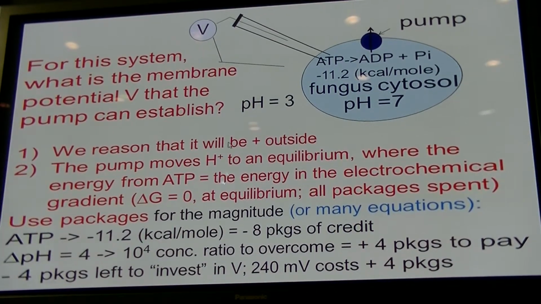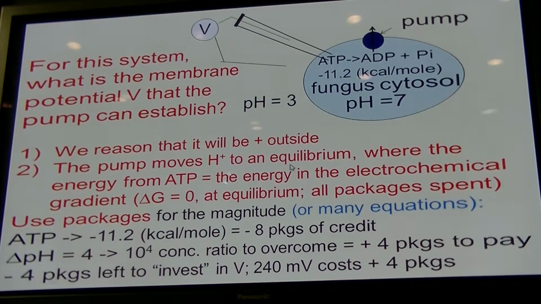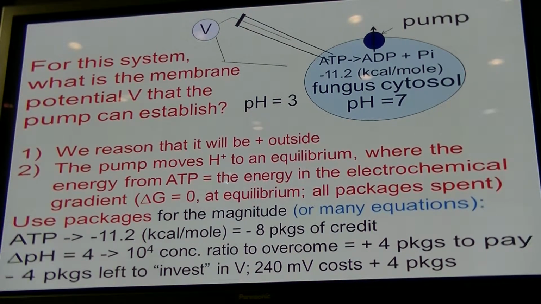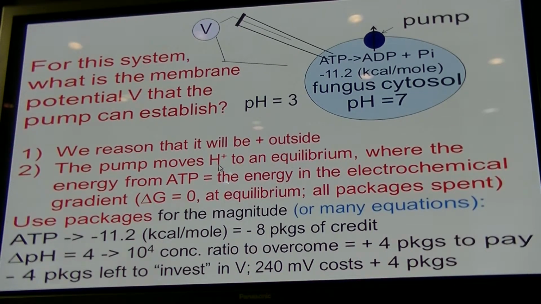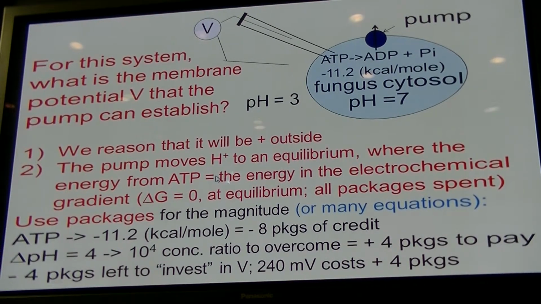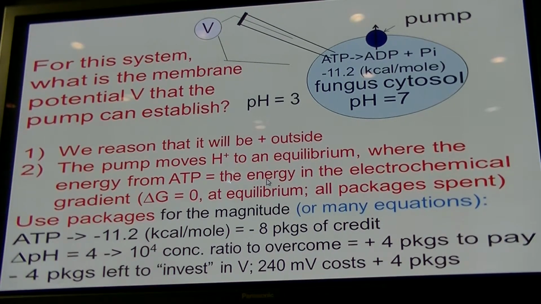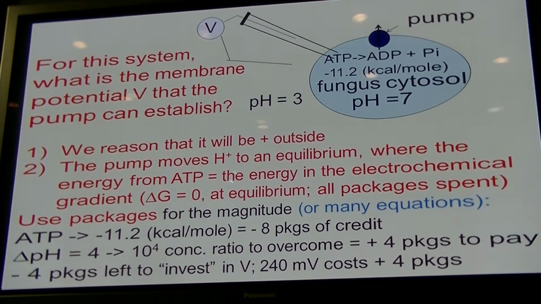So we reason that the membrane potential is going to be positive outside, as always, except for the action potential situation. That's the exception, remember? No action potential here. We're in a fungus, we're safe. So the pump moves protons to an equilibrium. At the equilibrium, the total delta G equals 0. So at that equilibrium, the energy that is released by ATP hydrolysis equals the total energy that is stored in the electrochemical gradient in terms of magnitude.